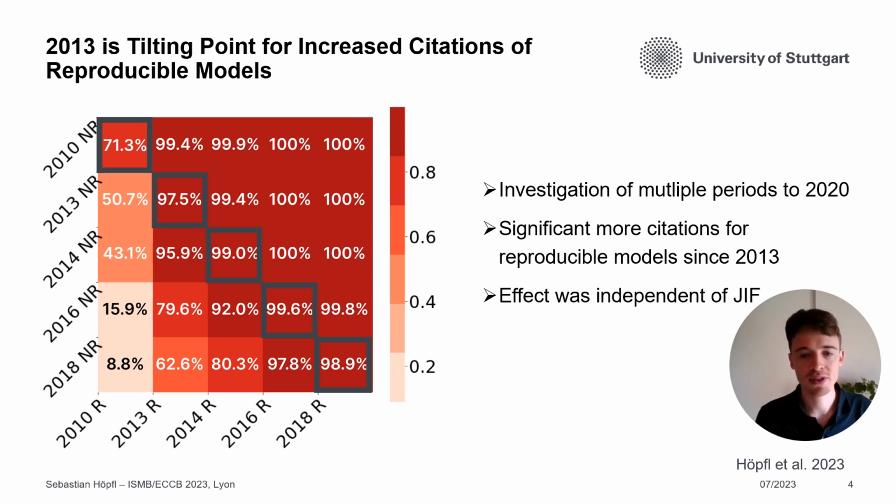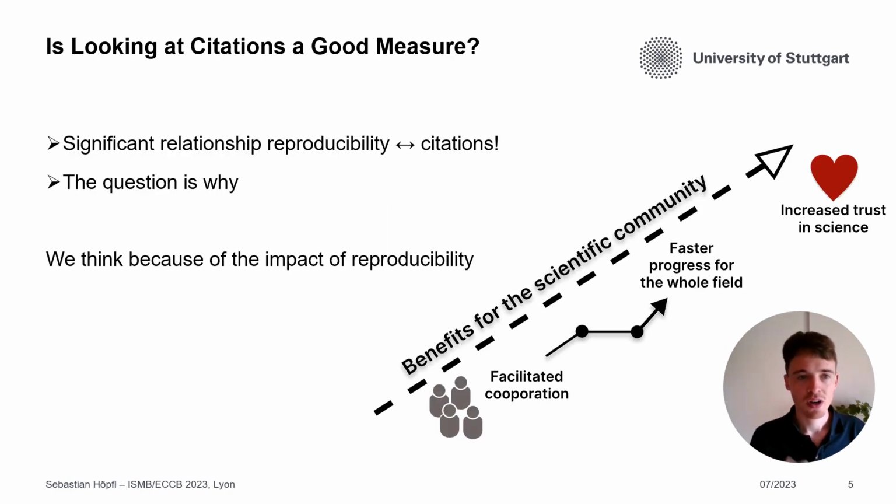And this effect was also independent of the journal impact factor, meaning that it's not because all reproducible models were published in higher cited journals. Of course, we also asked ourselves critically, is looking at citations a good measure? And the answer to this is that we found a significant relationship between reproducible models and citations, only looking at the feature of reproducibility. There's a difference in the citation counts of these two groups. The only question is, why is this difference there? And we think this is because of the impact of reproducibility.